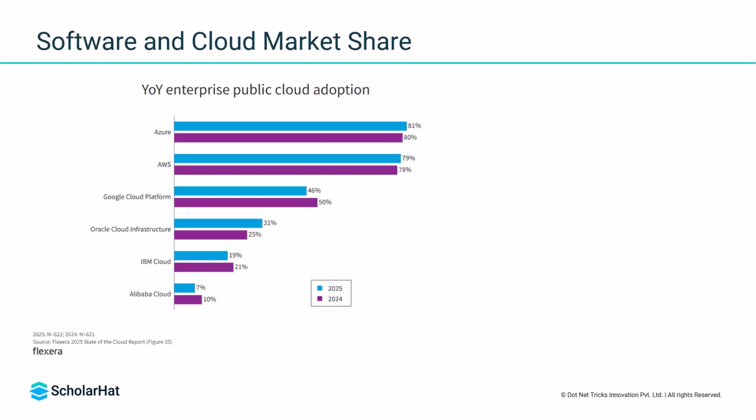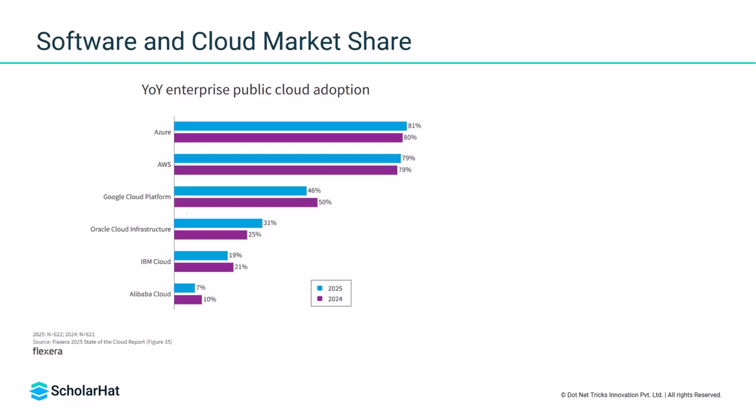So if you look at the numbers of how the public cloud adoption rates are, this is last year's number and this year's number. Last year, 80% of companies were using Azure, or you can say they were trusting Azure for running their workloads. This year again, 81% of companies are trusting Azure for building cloud-based applications. 79% of companies are using Amazon for doing the same thing.